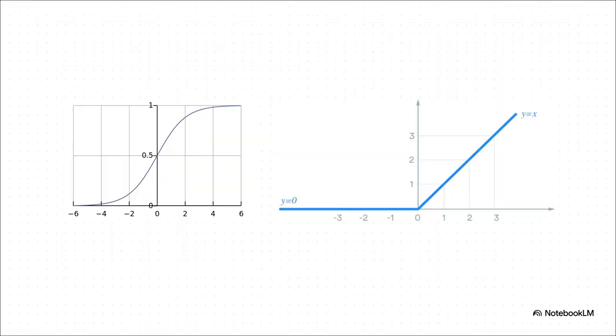Another massive innovation was changing the guts of the neuron itself. For decades, networks used this S-shaped curve you see on the left, called a sigmoid. But look at the ends. They're almost perfectly flat. A flat line means the slope is zero, which means learning dies. This was a huge cause of the vanishing gradient problem.